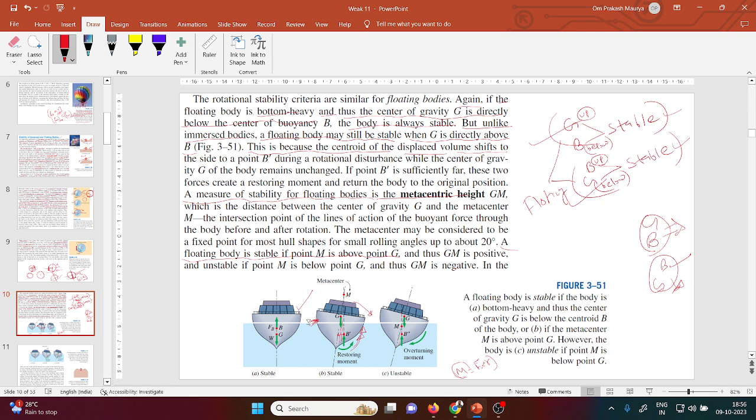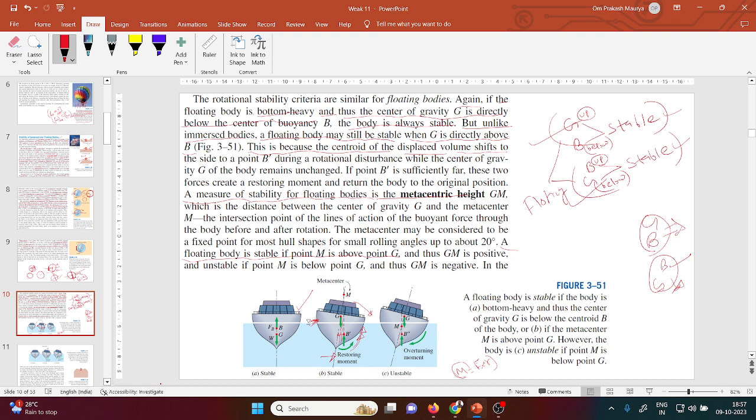Let's suppose your metacenter, that is whatever the buoyant force. In the previous case, the buoyant force and the weight, that is your center of gravity, the line of action was the same. In the second case, your center of gravity and the buoyant force were not the same, but it was sufficiently far from this line.